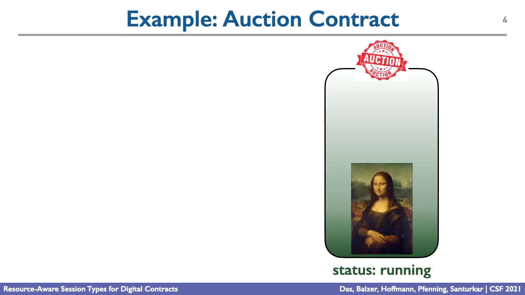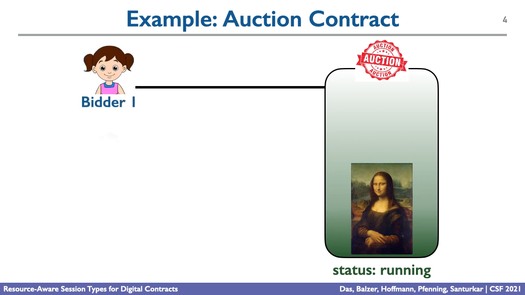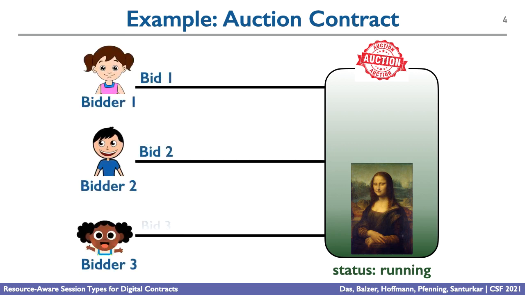Suppose I am running an auction, auctioning off the Mona Lisa painting. And let's say there are three bidders in my auction, bidders 1, 2, and 3 with their respective bids. Now, what would the protocol of such an auction contract look like? Well, first, each bidder will submit their bid to the auction, and then at some point, the status of the auction, which is currently running, will transition to ended, indicating that the auction is no longer accepting new bids.